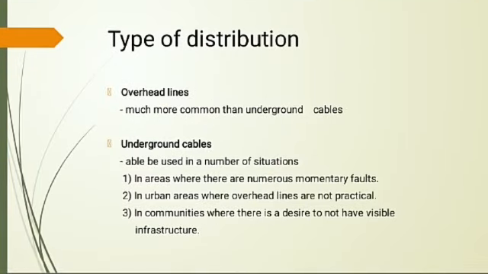There are types of distribution which are overhead line and underground cable. Overhead line is much more common than underground cable. Underground cable can be used in a number of situations. First, in areas where there are numerous momentary faults. Second, in urban areas where overhead lines are not practical. Third, in communities where there is a desire to not have visible infrastructure.